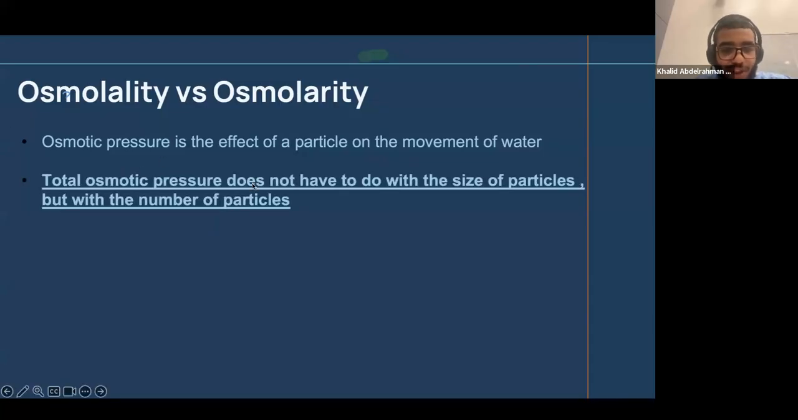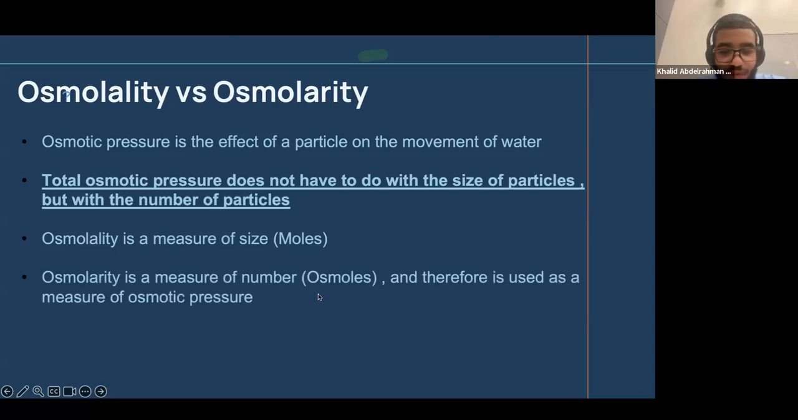So the total osmotic pressure does not have to do with the size of the particle, but with the number of particles. This is very important to know, and we'll see why in a minute. So osmolality is a measure of size, and osmolarity is a measure of number. And we said that osmotic pressure has to do with the number of particles, not with the size of the particles. So which one do you think is more suitable to use, osmolality or osmolarity, for osmotic pressure?